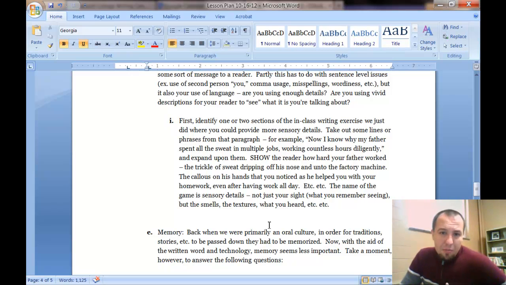So for example, this is just one type of example. Now I know why my father spent all the sweat in multiple jobs, working countless hours diligently. Okay, so maybe that's what you started with. And that's descriptive in a sense, right? But it is telling us a little bit. You could expand upon that line, showing the reader how hard your father worked. The trickle of sweat dripping off his nose and onto the factory machine. The callus on his hands that you noticed as he helped you with your homework, even after having worked all day. You see how there's another layer of description to that, okay, and detail to that.